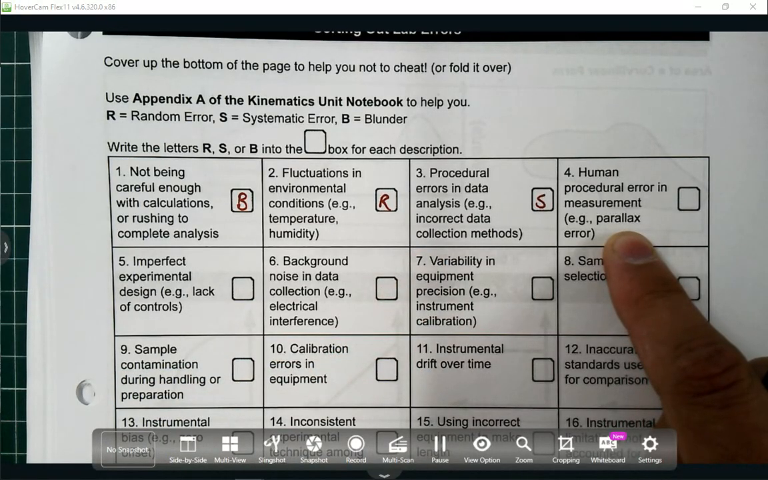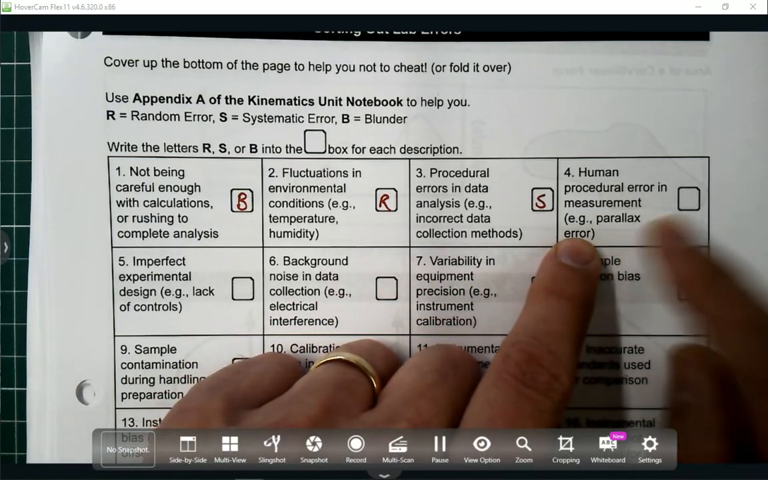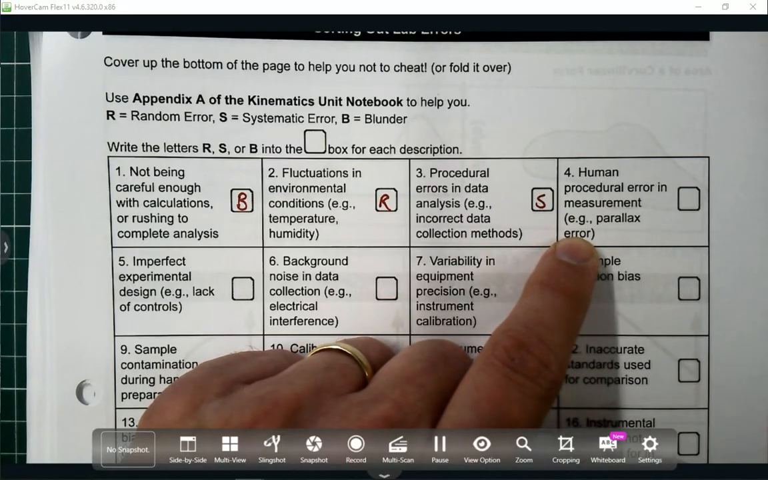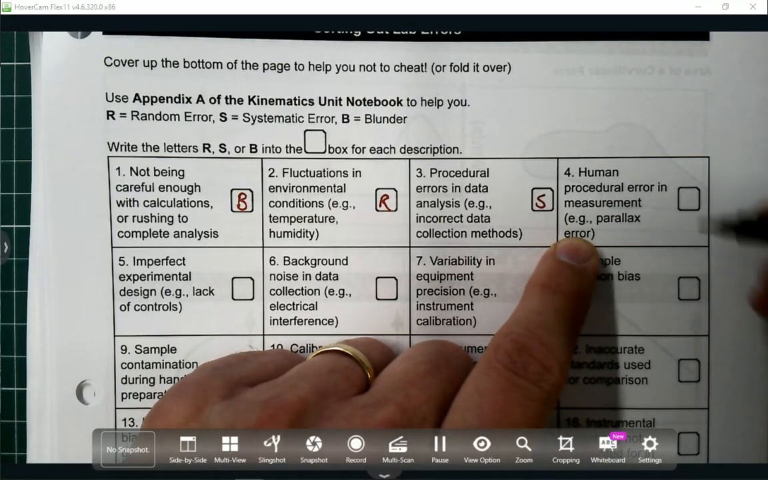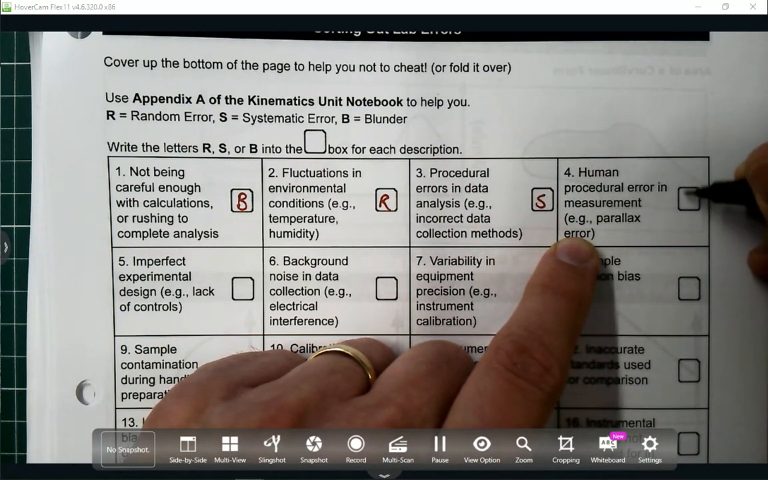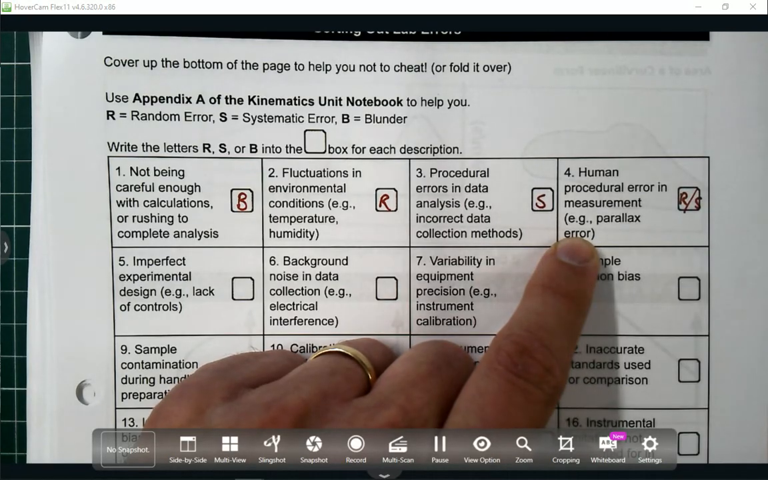Human procedural error in measurements, parallax angle, for example. And there's a description of what parallax angle is in the lab guide. What would you call this one? How many people say random? Random. How many people say systematic? The thing is, we could kind of argue both on this one, depending on how you argue it. So it's not blunder, but random and systematic. It really does depend on how you interpret it. Take a look at the lab guide for explanation on that one, okay?